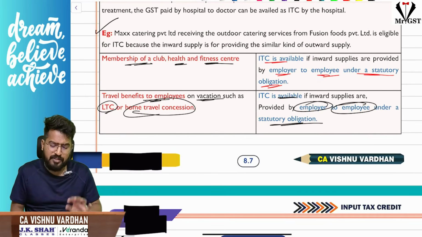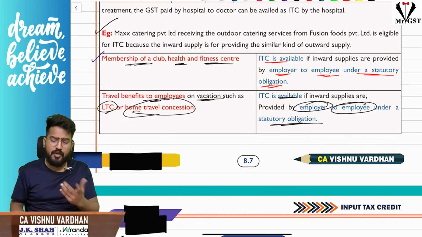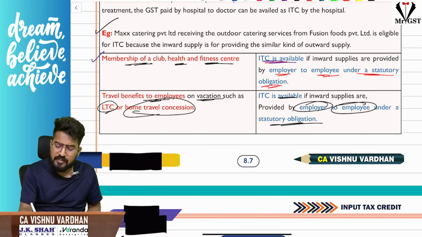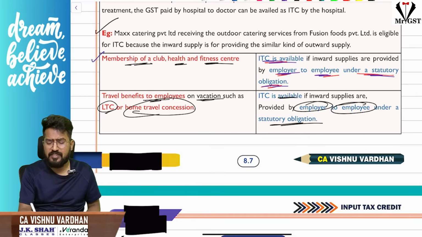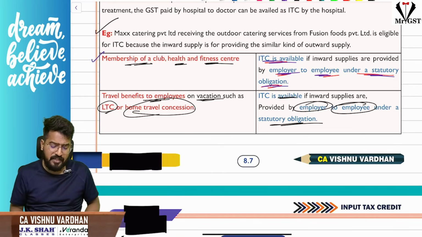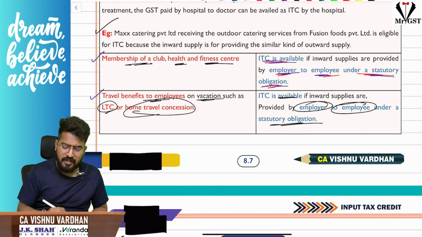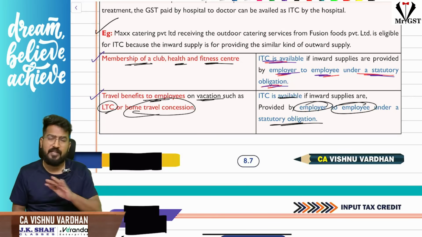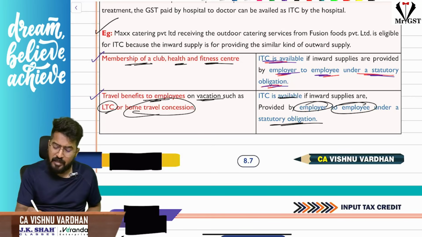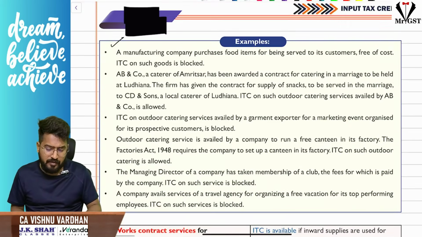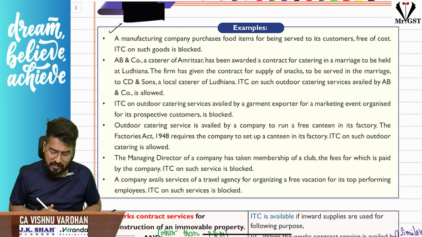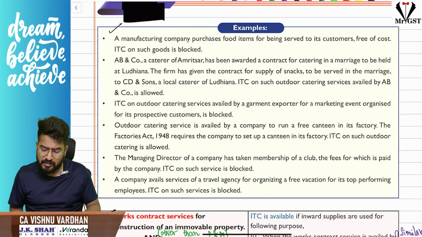Same way, sir, membership of a club, health and fitness center, you cannot take ITC except if it is taken by the employer to provide to his employees as a part of statutory obligation. Next, leave travel benefits provided by employer to employee cannot be taken as ITC by the employer, again except if it is a part of statutory obligation. Examples are there here, you can just pause the video and go through the examples.